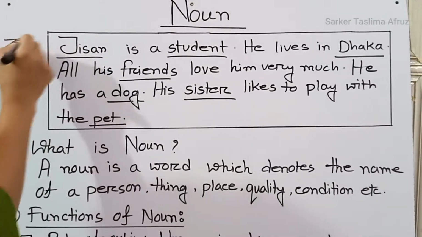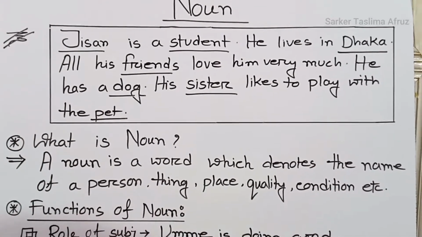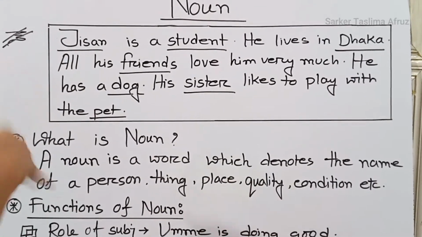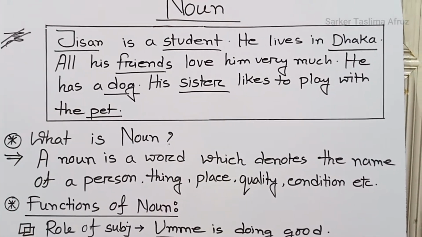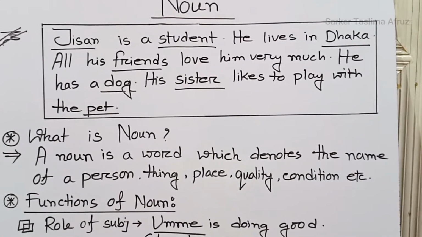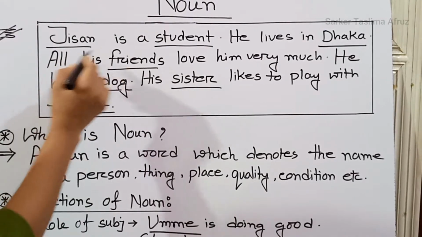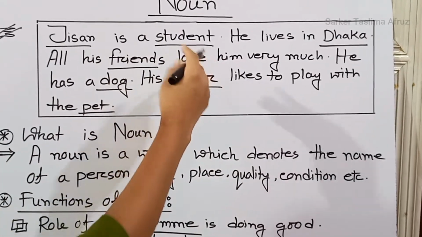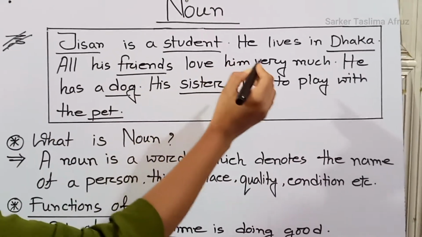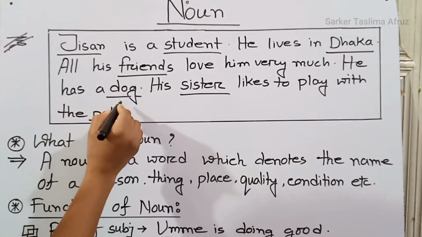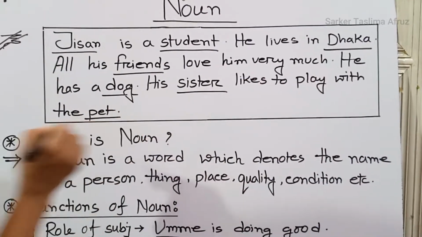Well, dear students, you can see I really love to give you the information of basic grammar. I have written here some lines, and these lines are underlined. Okay, let me read out these lines. Well, Jisan is a student. He lives in Dhaka. All his friends love him very much. He has a dog. His sister likes to play with the pet.